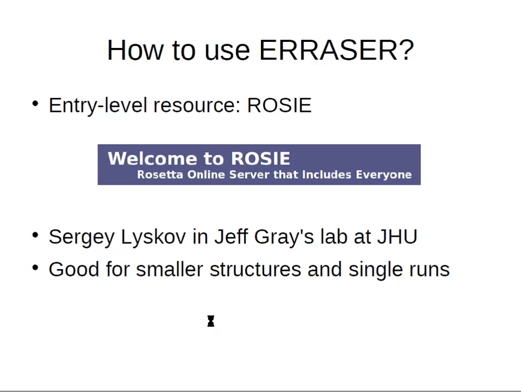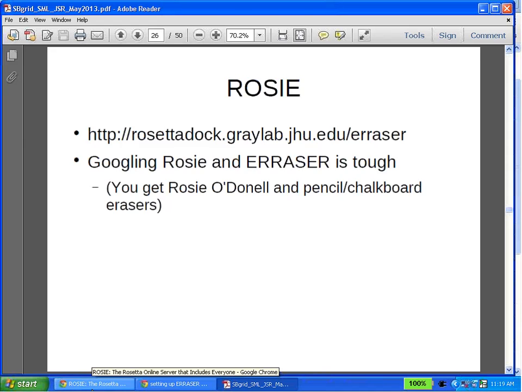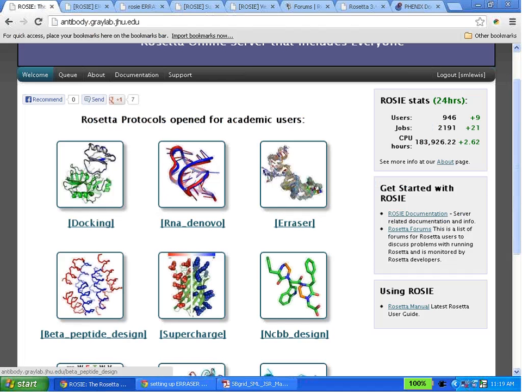So now that you have your inputs put together, you've got a PDB and you've got a map, how do you use Erraser? The easiest way to get a quick taste of Erraser is Rosie. Rosie is the Rosetta online server that includes Erraser, which is put together by my good friend Sergey and Jeff Gray's lab at Johns Hopkins. And it's great for doing a test run and for running smaller structures, just to get a feel for the program. And so let me break out a presentation and show you what it looks like on the web.